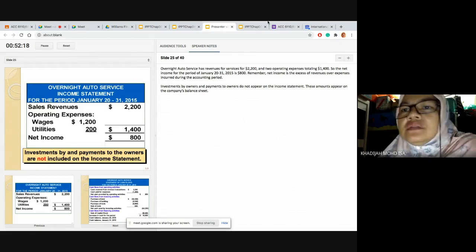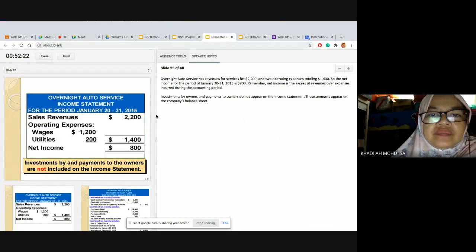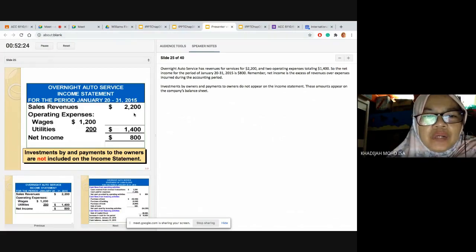Dah penat dah ni. Apa ni? Sikit lagi. Mata dah kecil dah. Mata dah kecil, I pun dah tak larat nak cakap ni.